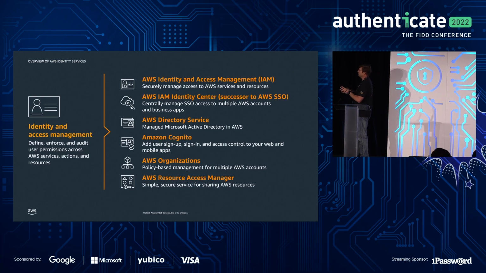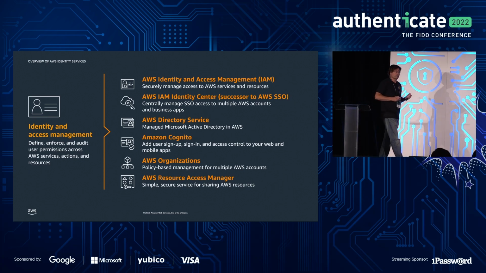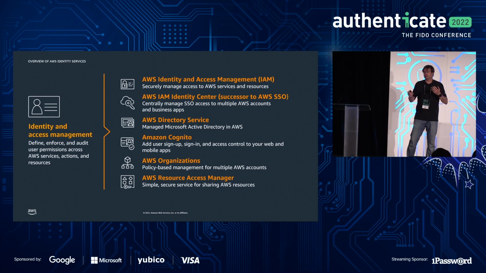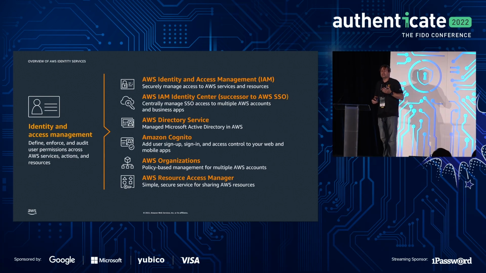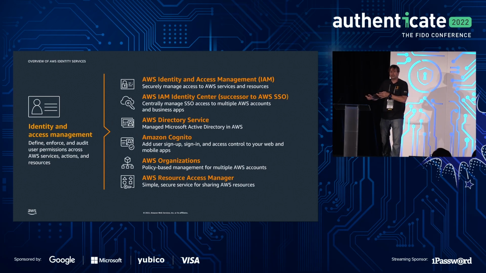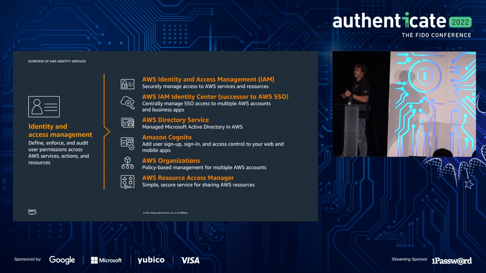But then there are higher level services on top of that. So AWS IAM Identity Center, that's our workforce identity and access management solution. This would be kind of the equivalent of an Okta type of solution. AWS Directory Service gives you Microsoft Active Directory in the cloud, right in your AWS environment. Amazon Cognito, that's our consumer IAM environment. And so this would be kind of the Auth0 side of things.